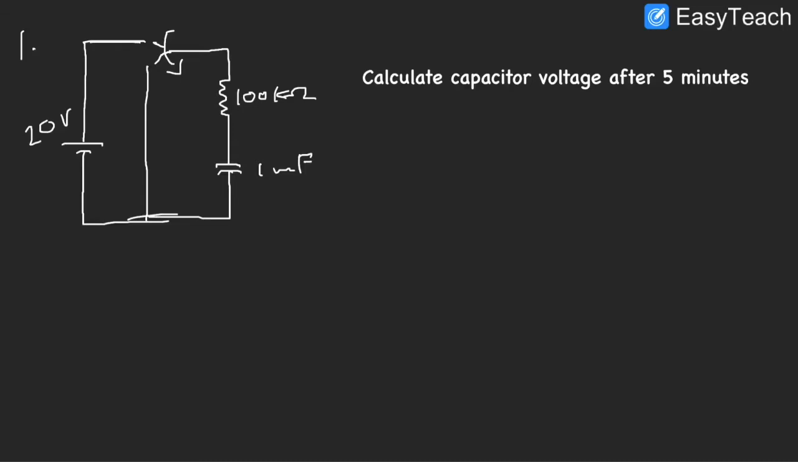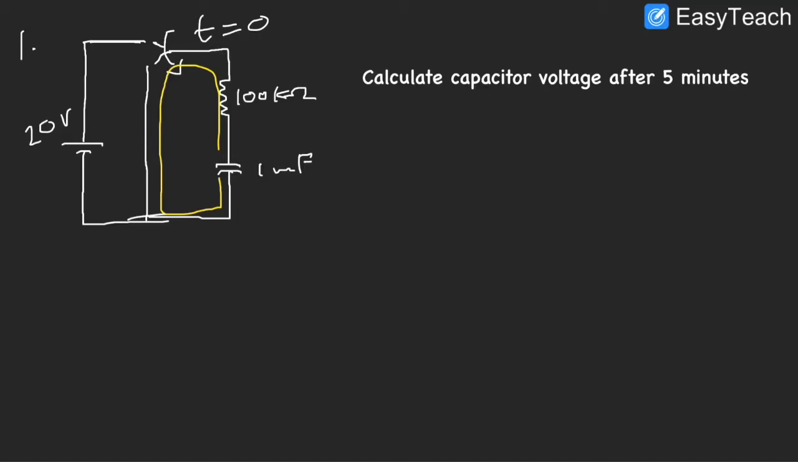So we come to our first problem. In our first problem, we have a statement saying calculate the capacitor voltage after 5 minutes. What is happening at t equals 0 is that initially the switch is at this position, and the 20 volt supply right here is charging the capacitor. At t equals 0, the switch flips, and now your capacitor is going to maintain the flow of current through the resistor, as shown here in yellow.